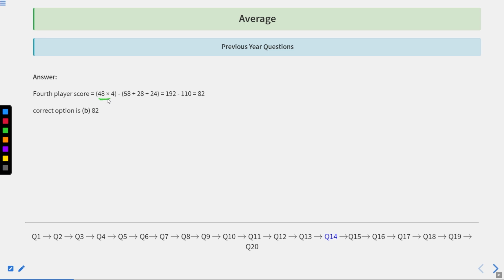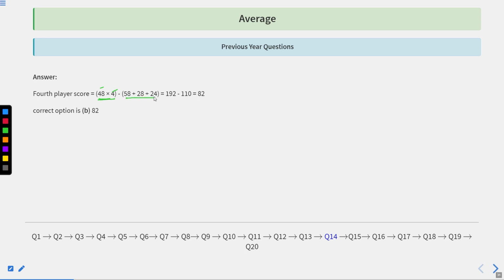So the fourth player's score will be equal to 48 times 4. Here we have used the formula, sum equals average into number of observations. So 48 is the average, 4 is the number of batsmen. So 48 into 4 gives you the total runs scored by these 4 batsmen, and the individual scores of 3 batsmen are already known to you.